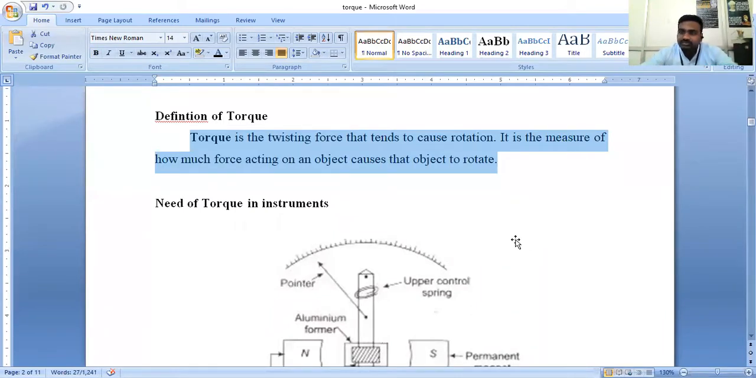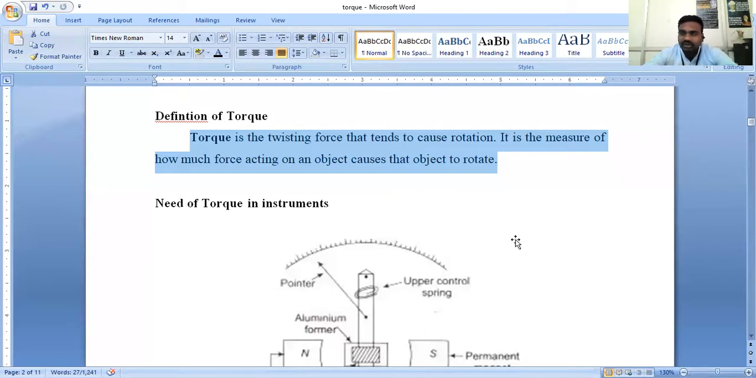Most of you are familiar with the instruments we are using in the labs. We are using DC voltmeters, DC ammeters, AC voltmeters, AC ammeters, and wattmeters. Most of you have seen them in previous circuit labs and machine labs. So what is happening here? What is the need of torque at this instant? What is meant by torque? Torque is a twisting force which tends to cause a rotation. So we have to measure this force at whatever particular rotation it is happening.